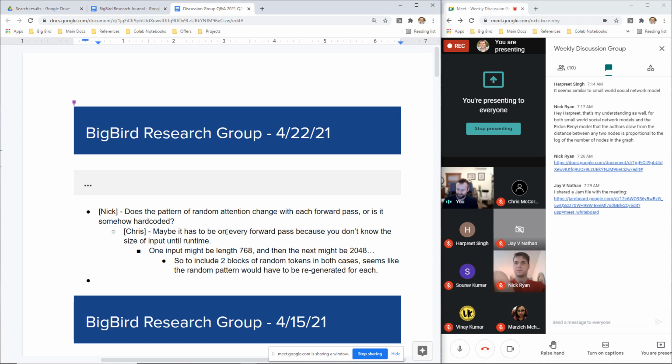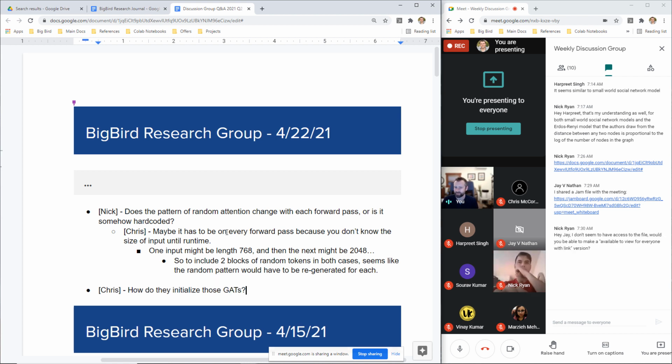Another one I had, not related, but how do they initialize those global tokens? Maybe less interesting since the Hugging Face implementation doesn't actually use the global tokens. But something that I didn't see mentioned anywhere.